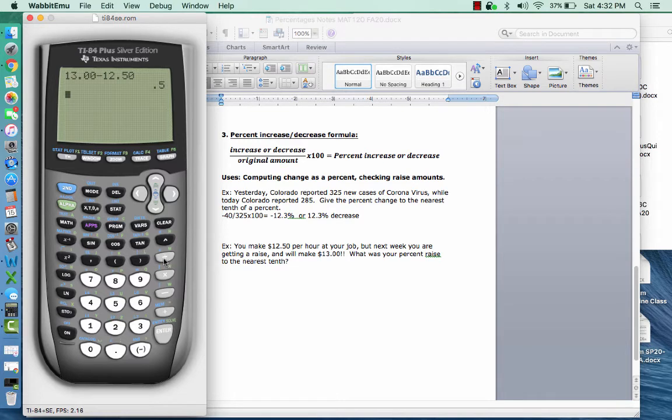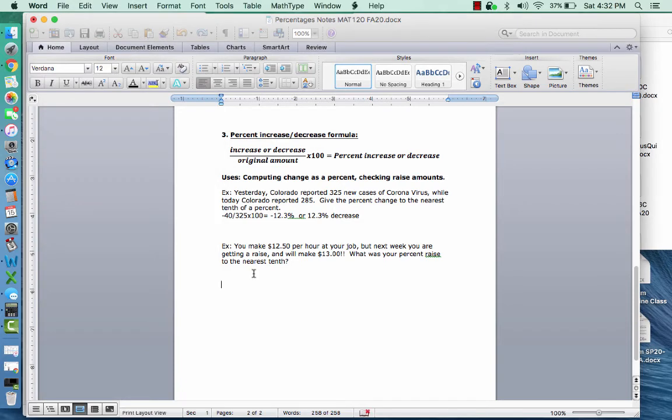Then I want to take that and divide it by the original pay that I was getting, $12.50. My raise was based off of that amount. And then I multiply it by 100. And it shows that I'm getting a 4% raise. So I'll show the math here. I was getting a 50-cent raise. My original pay was $12.50. I divide and multiply by 100, and it gives me a 4% raise. Raise means increase, so that's implied there.